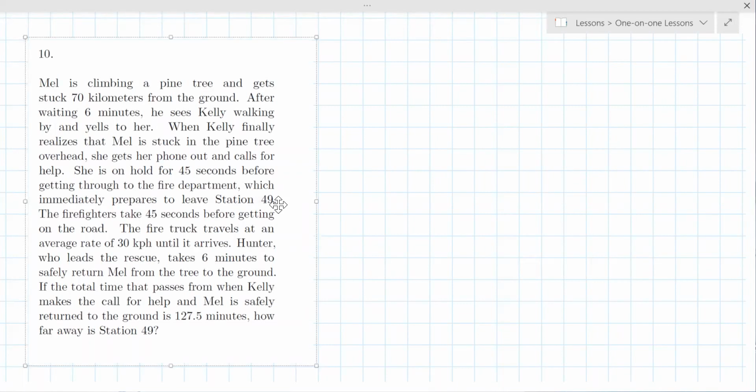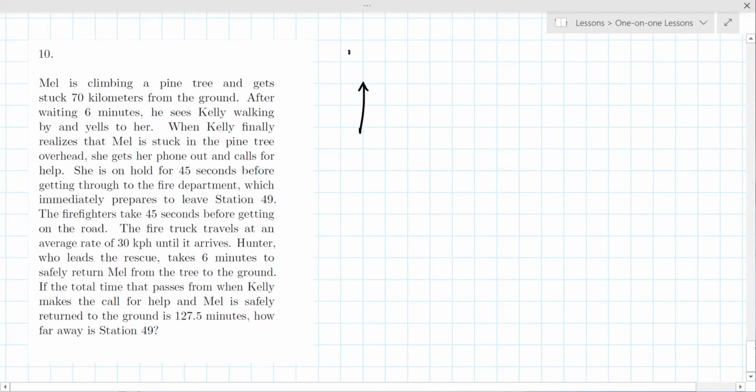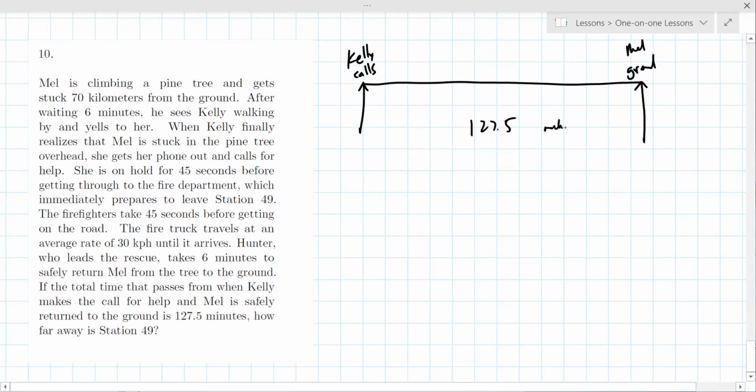So this is a nice story problem where there's a lot of things going on. It says if the total time that passes from when Kelly makes the call, so we have a starting point here, Kelly calls, and then sometime later, Mel is returned to the ground, we know that that's 127.5 minutes. Somehow we're supposed to figure out how far away station 49 is.